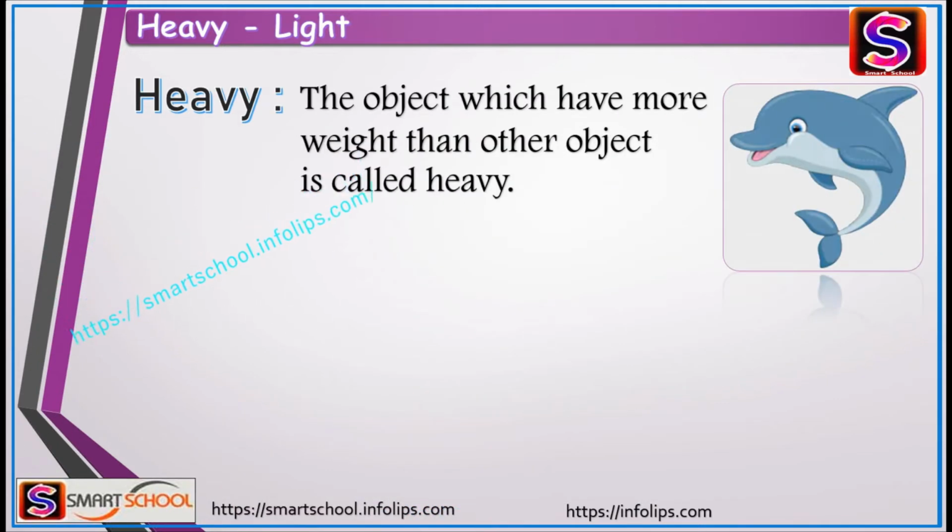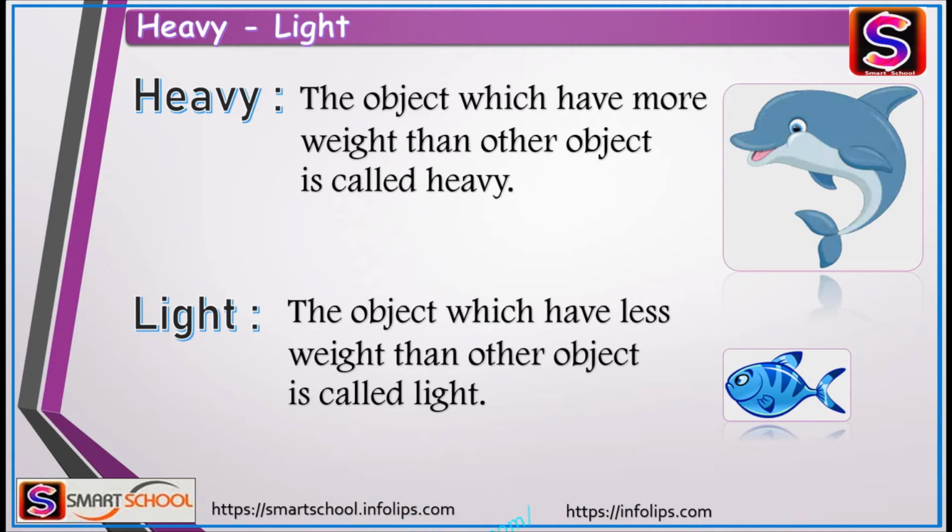See here, heavy: the object which has more weight than another object is called heavy. So heavy and light is a concept related to the weight of that object. If that object has more weight than another object, then it is called heavy. Let's see what is light. The object which has less weight than another object is called light.